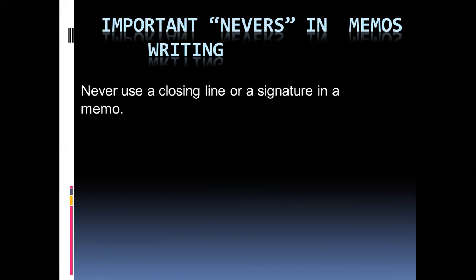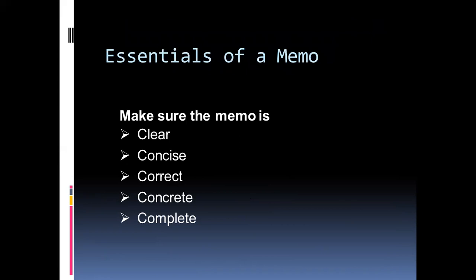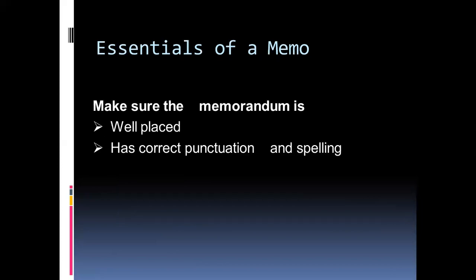Essentials of a memo. Make sure the memo is clear, concise, correct, concrete, and complete. So we have like five C's here; two of them are not part of this one. You know what the seven C's are. If you don't, you can always refer back to one of my videos in the previous lesson, where I have covered some of them. You may go through them if you need to. Let's see what we have next.